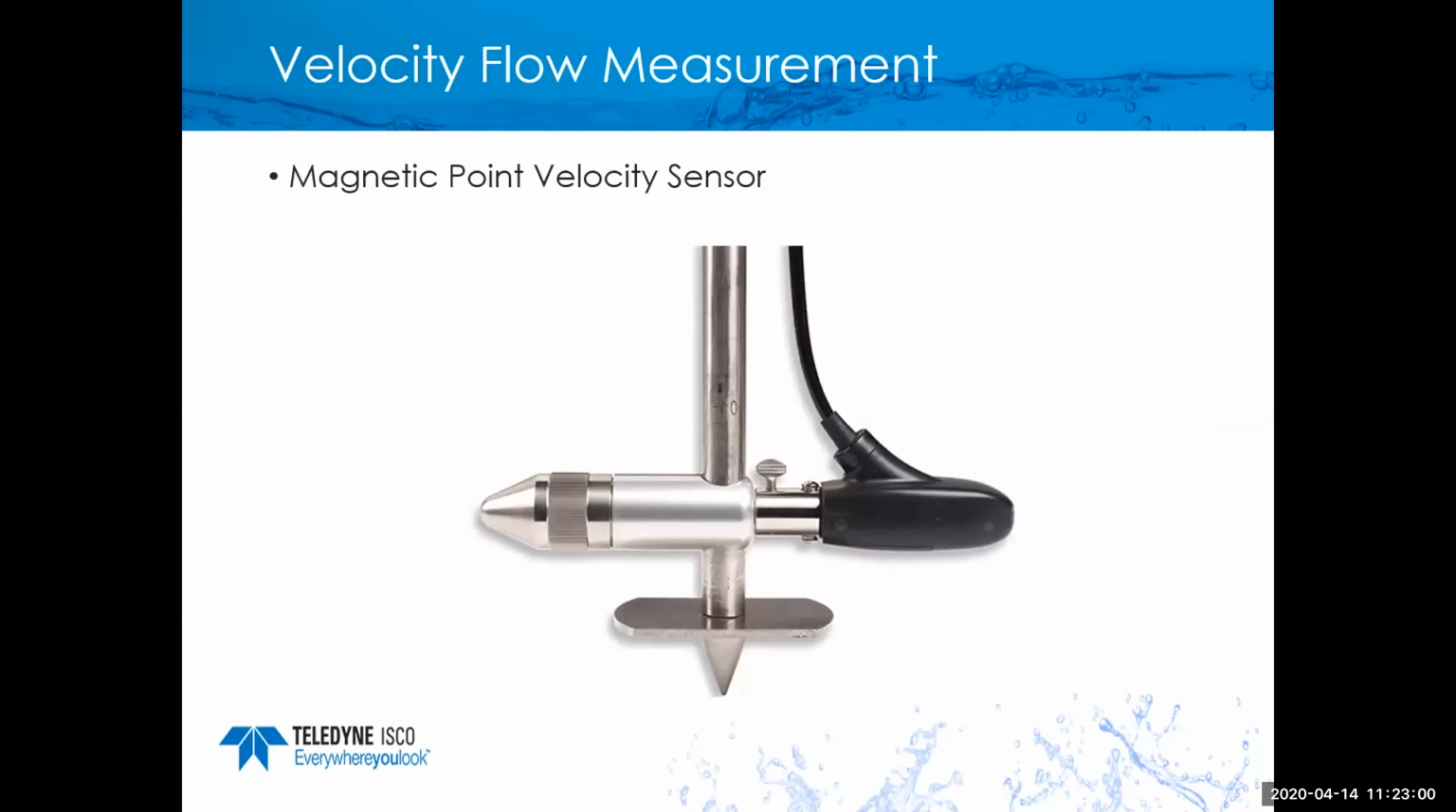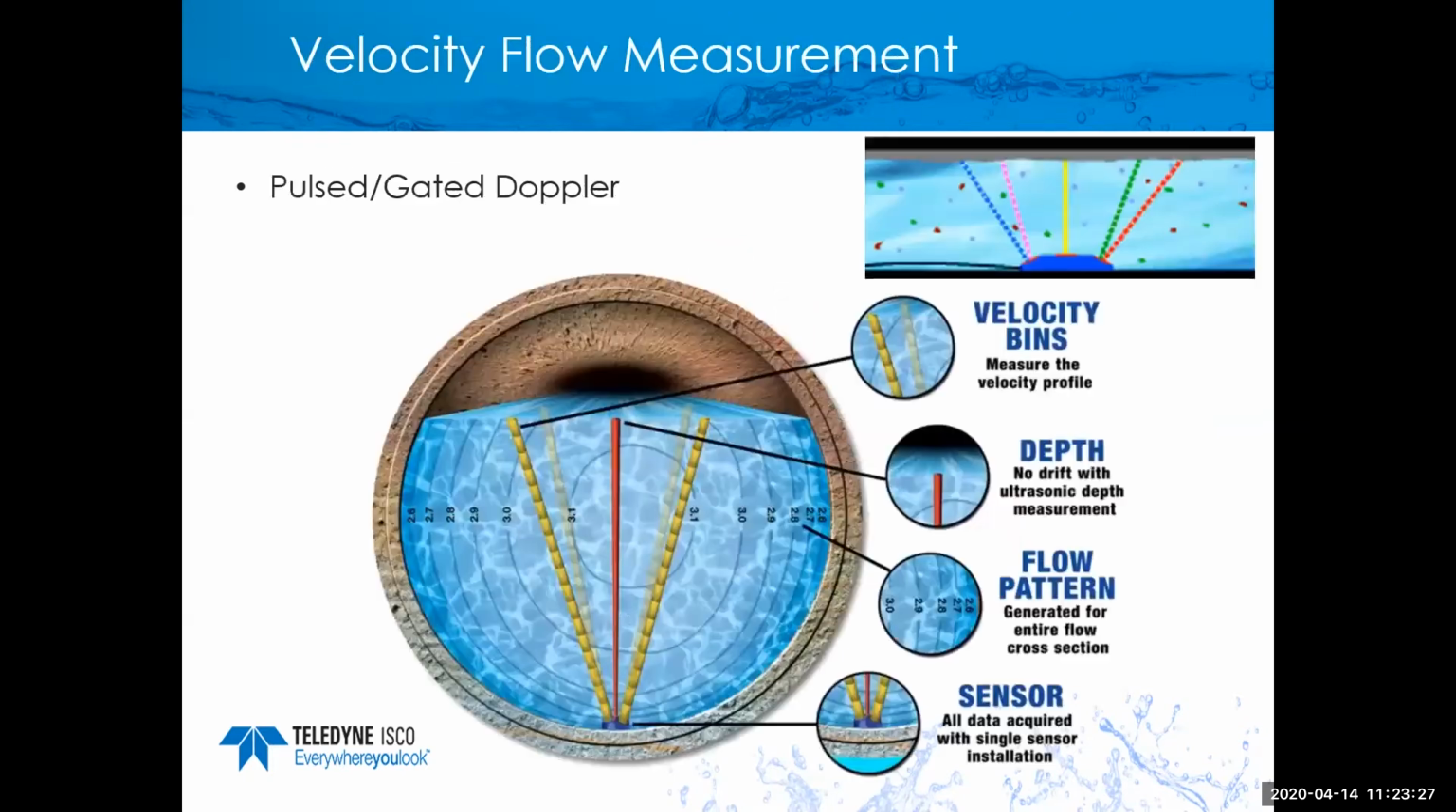Another way to read the velocity is a magnetic point velocity sensor. This produces a magnetic field about the size of a tennis ball in front of it, and it will produce a voltage that is proportional to the velocity going across it. These are commonly used to profile a flow stream. You may take this device and put it in 9 different places in your flow stream to come up with an average velocity.